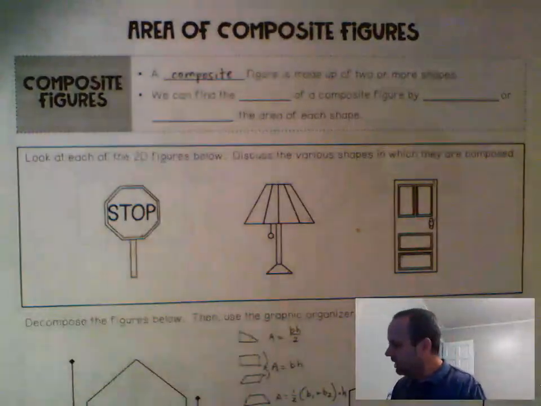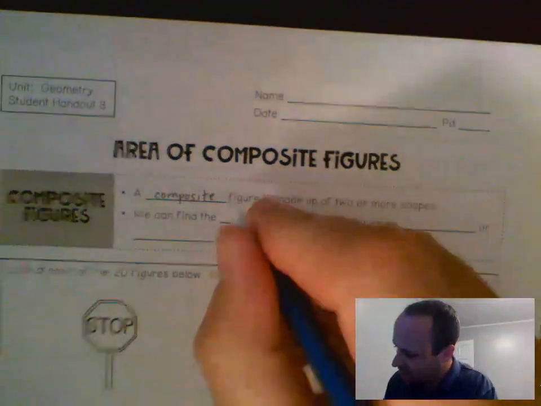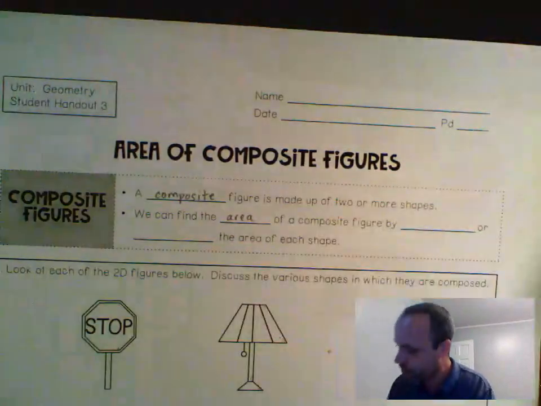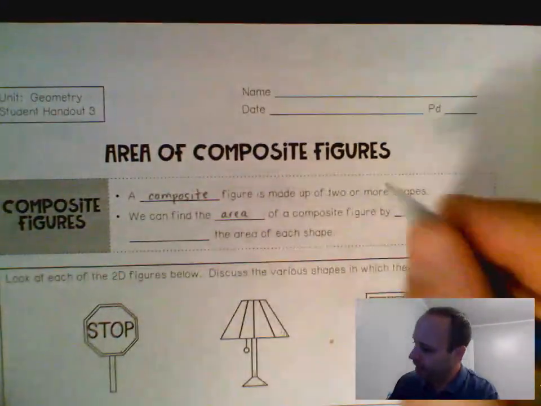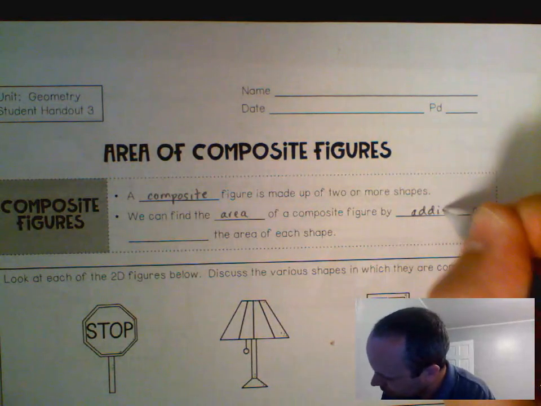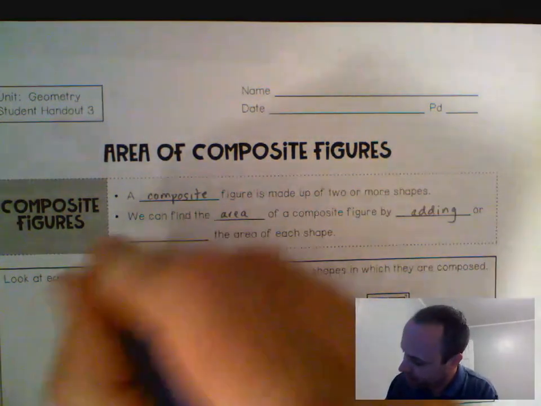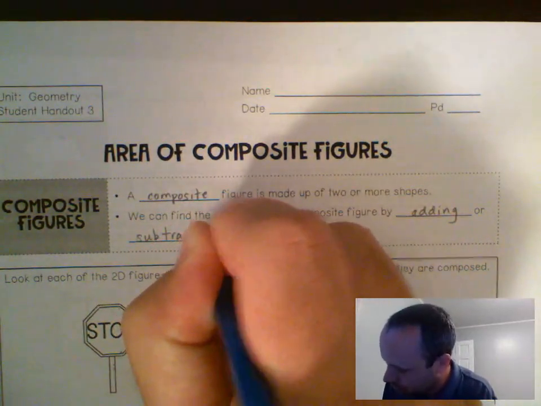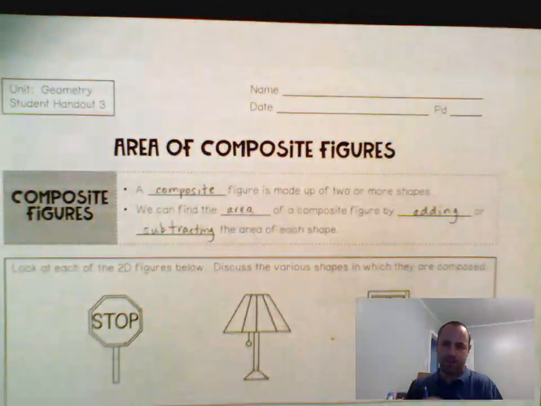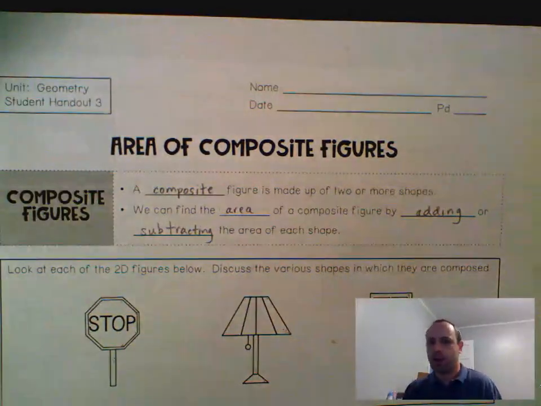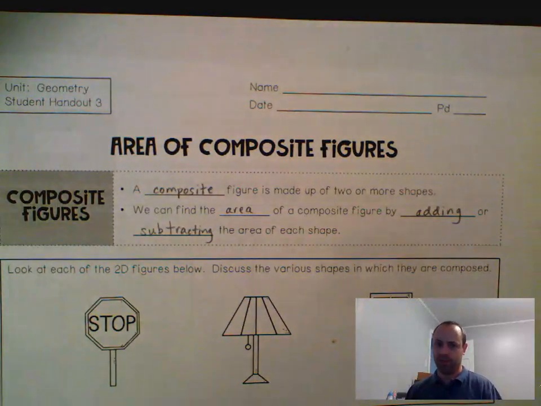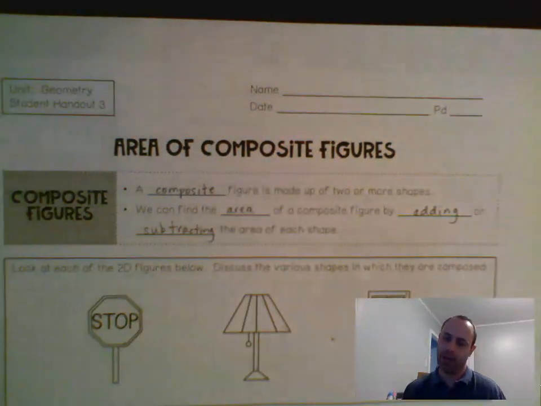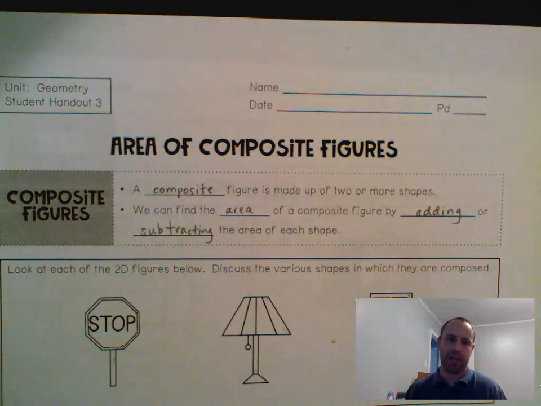Let me just get my notes here, make sure I'm giving you the right words. We can find the area of a composite figure by adding or subtracting the area of each shape. Now if you don't have your notes and you want to write all this down, you're obviously more than welcome to. But I think I can present this to you in a way where you won't have to write down those notes. So composite figures are made up of different shapes.